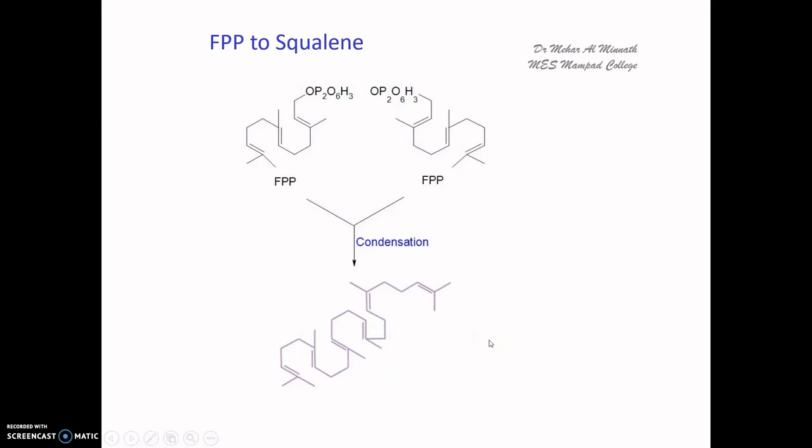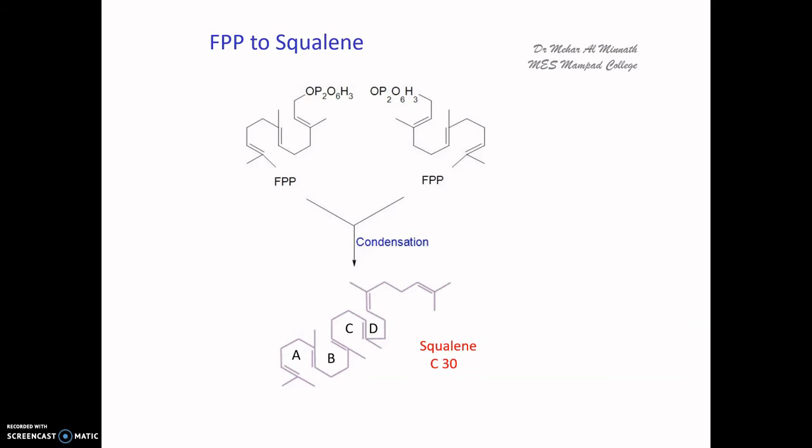Squalene is a 30-carbon compound, and here you can see ring A, ring B, ring C and ring D of cholesterol appearing. Now the pyrophosphate group is reduced with NADPH. The radicals are reduced using NADPH.